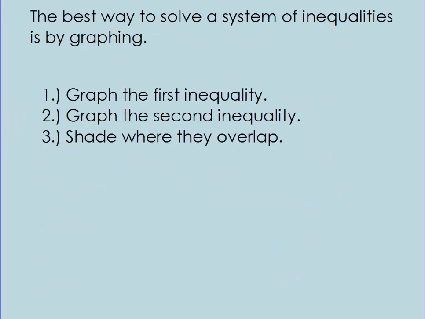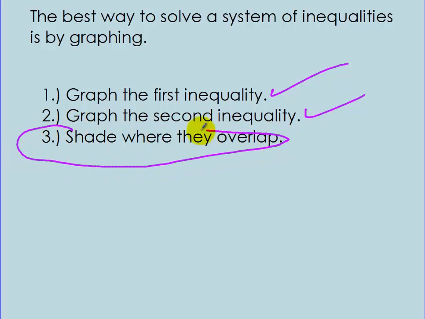If we wanted to solve a system of inequalities, the best way is by graphing. So what you do is you graph the first inequality, and graph the second inequality. We did those last section. And then this is different. We shade where they overlap.